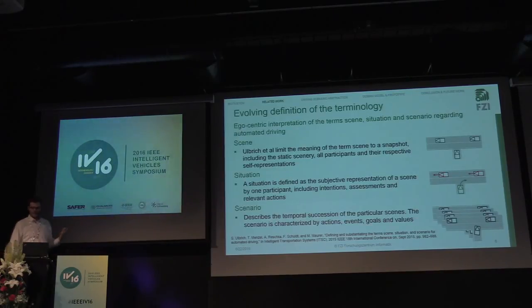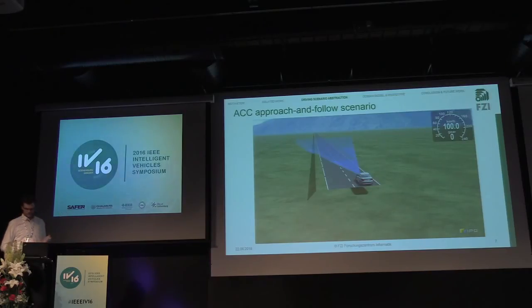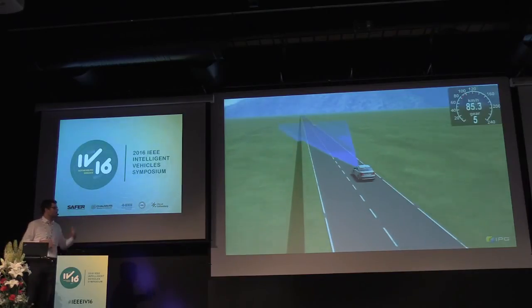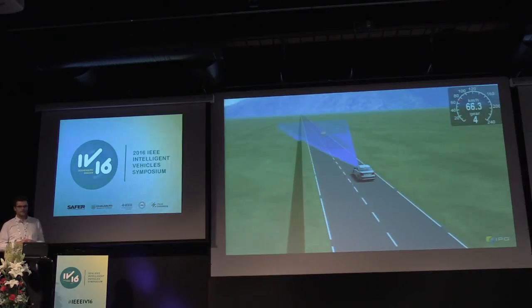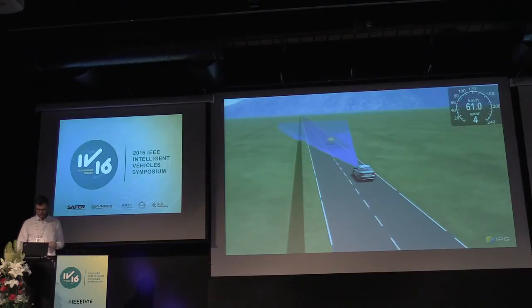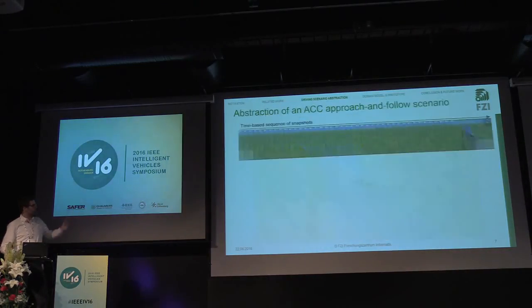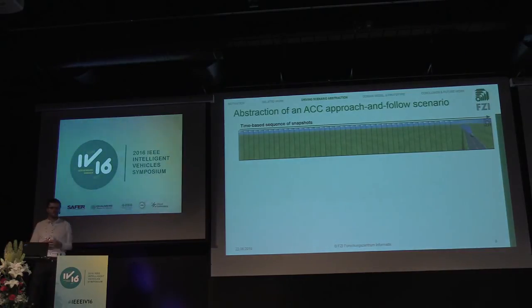We utilize an ACC approach and follow maneuver to describe our modeling approach. This is a vehicle that's driving at 100 kilometers per hour, then a leading vehicle is entering its field of view and the vehicle is decelerating and then following the lead vehicle at the lead vehicle's velocity with the defined time gap. If we break this up, we have a sequence of many snapshots. These are all single scenes that happen along the time.